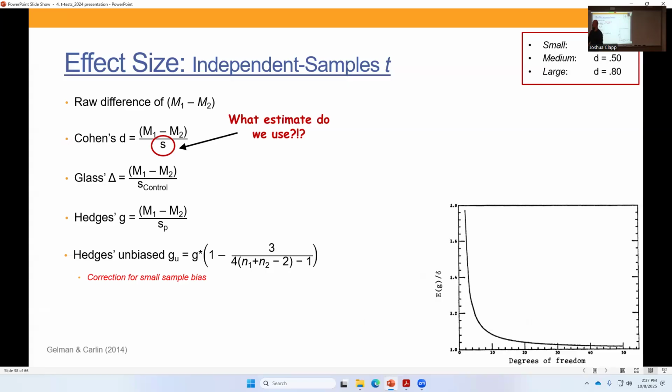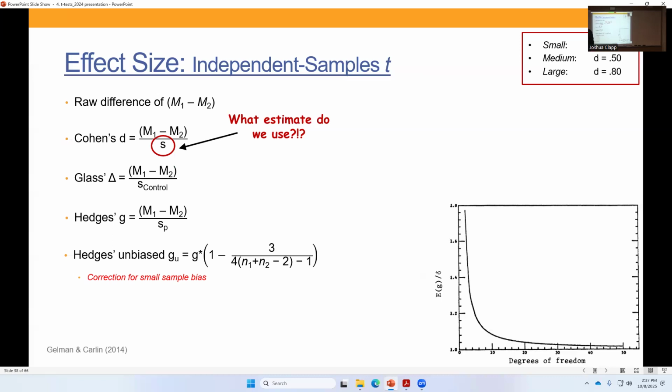And so if you've got a situation where you have possible concerns about inflation of your effect sizes due to small samples, we can calculate Hedges' unbiased g, and that just attaches a correction to this.